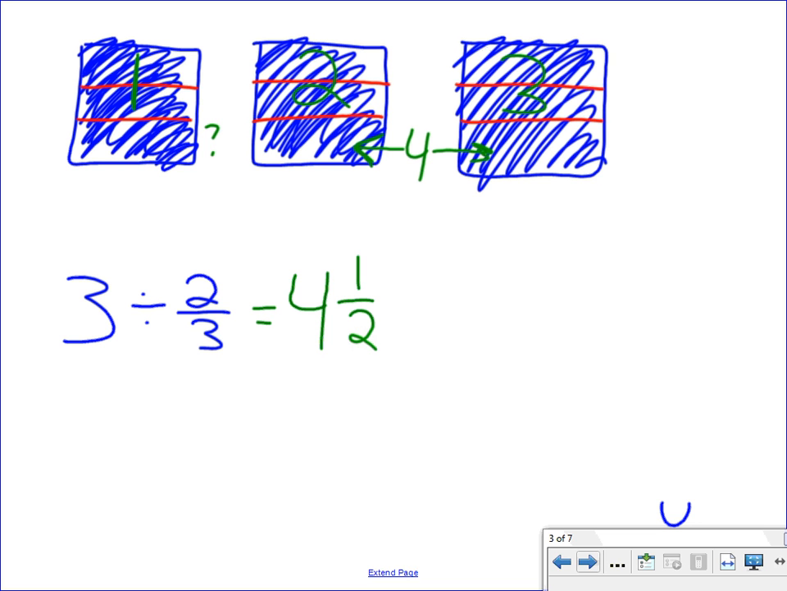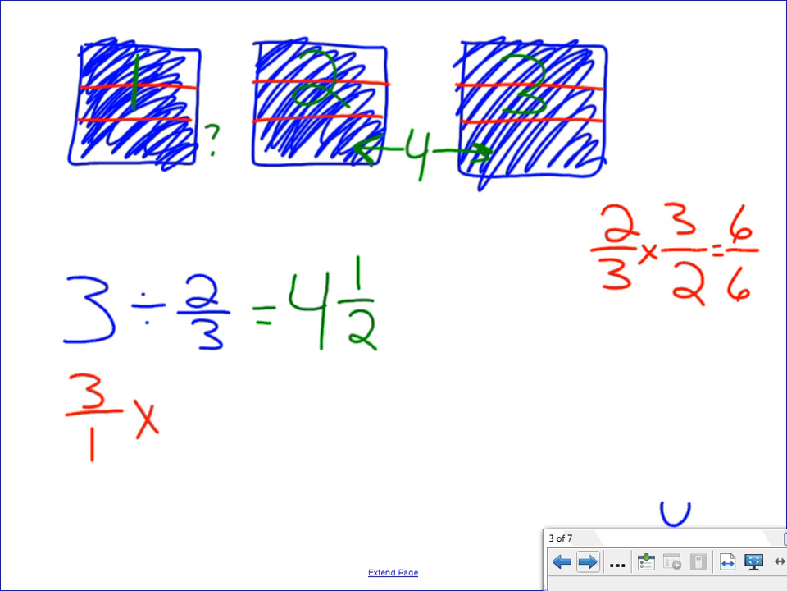We have 3. Let's make that a fraction, 3 over 1. Let's change our problem to multiplication. And instead of doing 2 over 3, let's do the reciprocal. 2 over 3 times something should give me the same number over the same number. So what would I do? Flip those numbers over. 2 times 3 is 6. 3 times 2 is 6. And if we have 6 over 6, that equals 1. So I'm going to use 3 over 2 in this case.